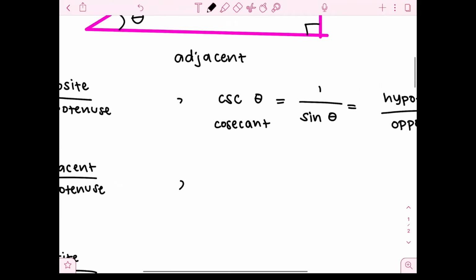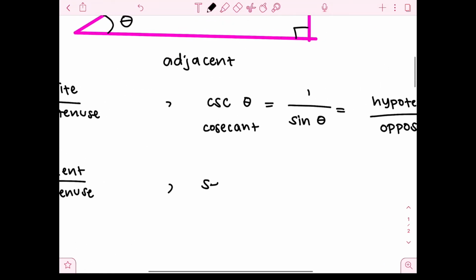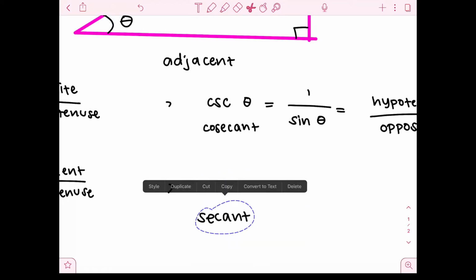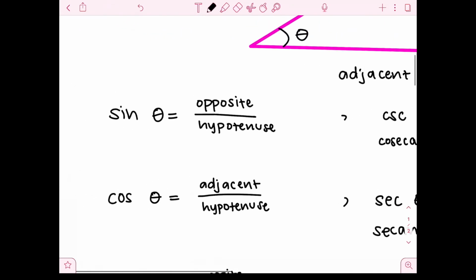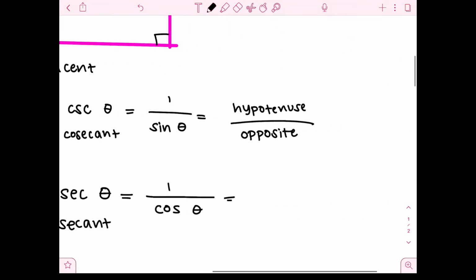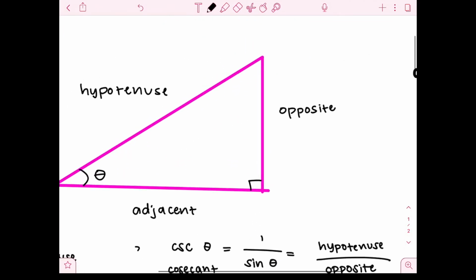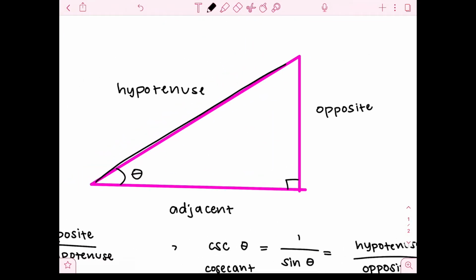Okay, moving on to secant. Secant, the abbreviation is going to be SEC, secant of theta, is equal to 1 over cosine theta. And if cosine is adjacent over hypotenuse, 1 over cosine is going to be hypotenuse over adjacent. All right, and to look at the triangle, hypotenuse, this one over adjacent of theta.